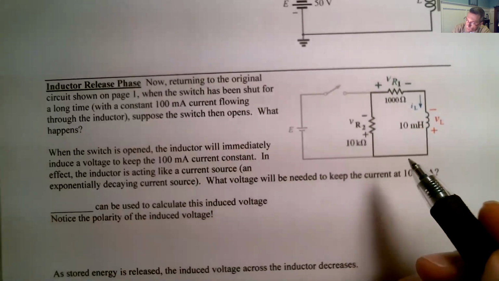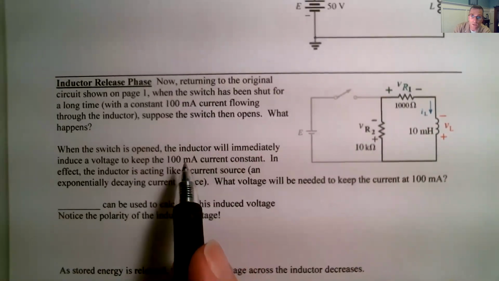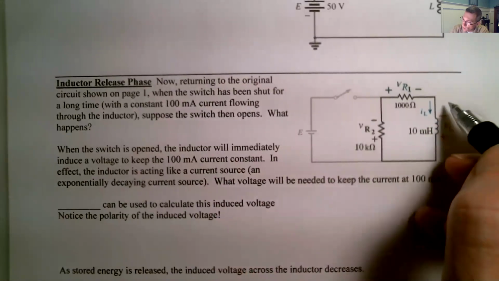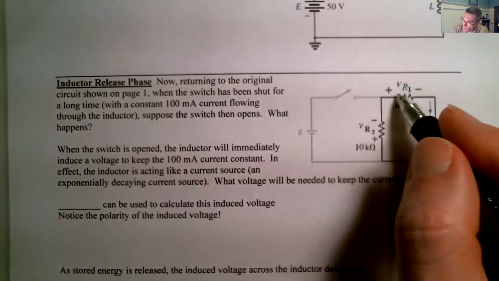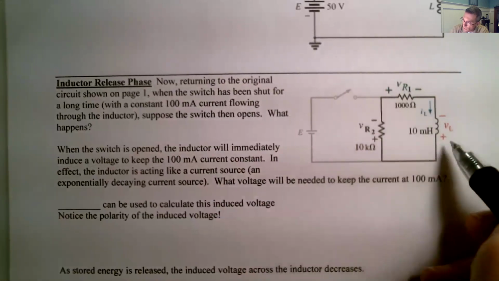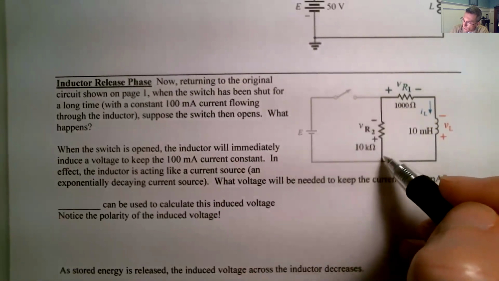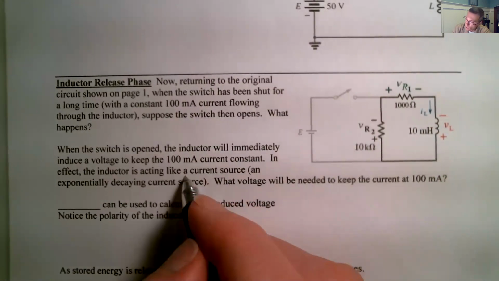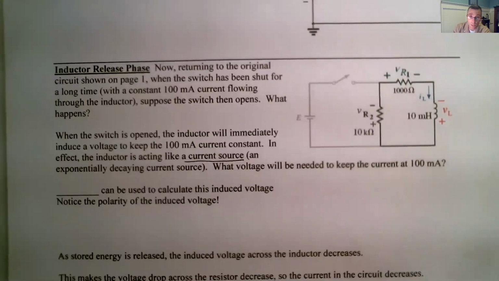We open this switch. What happens? Well, when the switch is opened, the inductor is going to induce a voltage to keep the 100 milliamps going. So it's going to suck 100 milliamps through there, but it can't, it's got to get back to here. It can't go that way, so it has to come through this resistor here. In effect, it acts like a current source. It's exponentially decaying, but it's a current source.